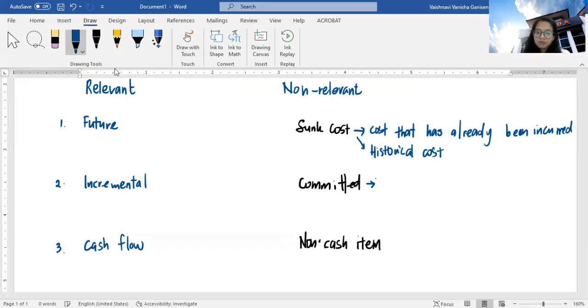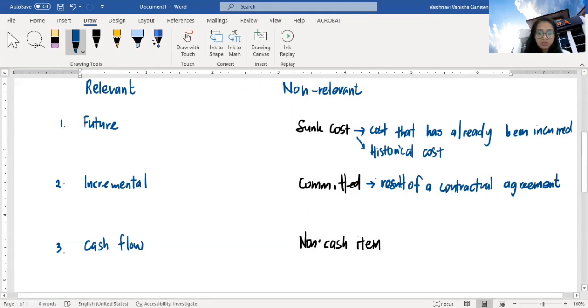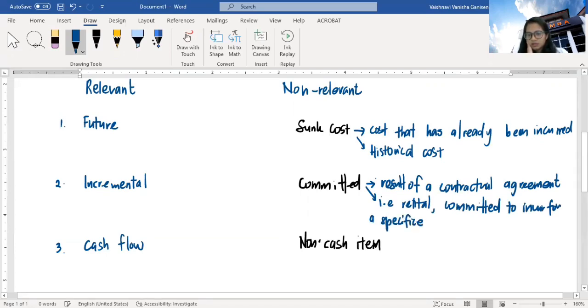A result of a contractual agreement. Example, rental. Committed to incur for a specified duration.